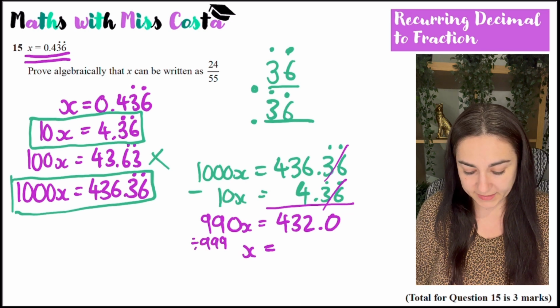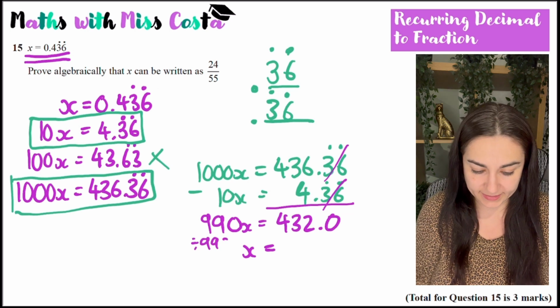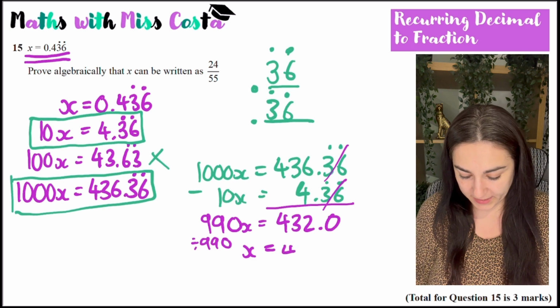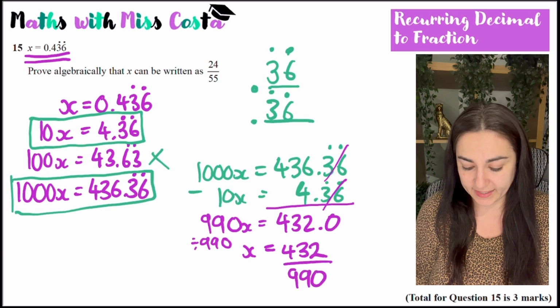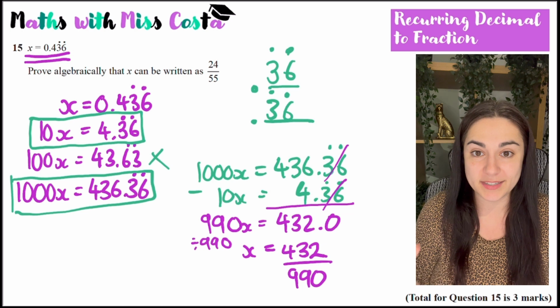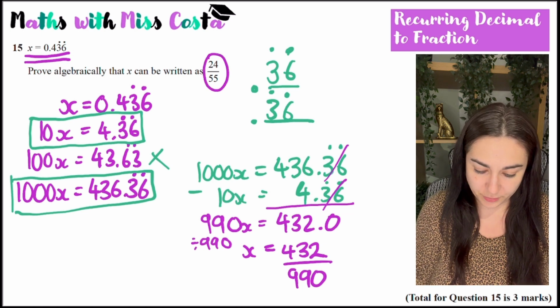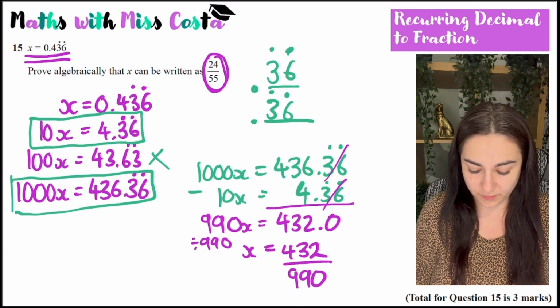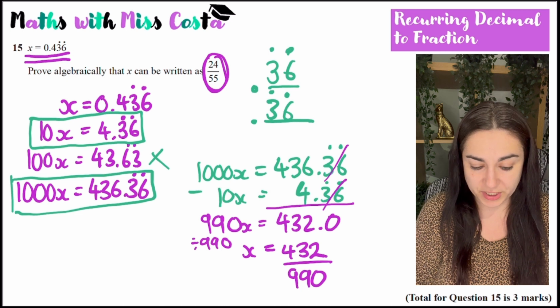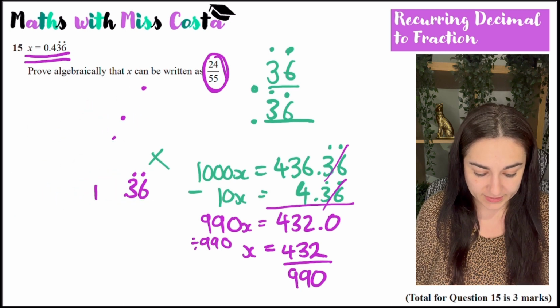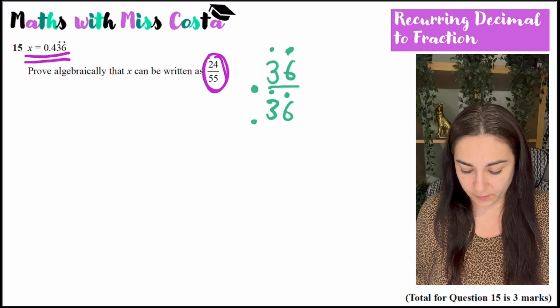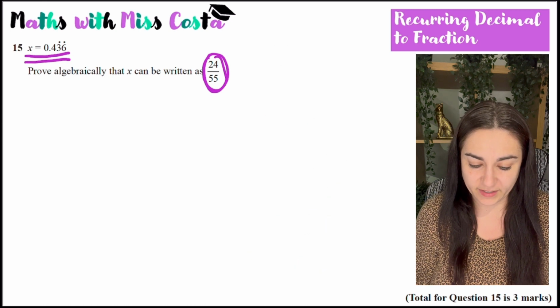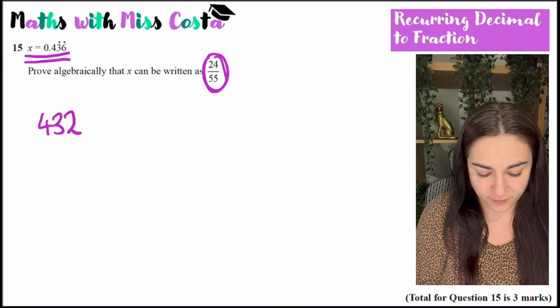We can divide both sides by 990 so that I solve it to get x. So x would be 432 over 990. So you've turned your decimal into a fraction. Now we need to prove that it can be written as 24 over 55. So what I just want to do is start simplifying it. So I know that x is 432 over 990. So the first thing I could do is divide by 2.